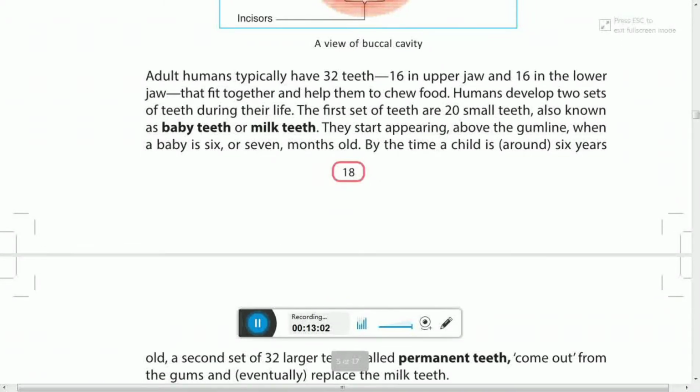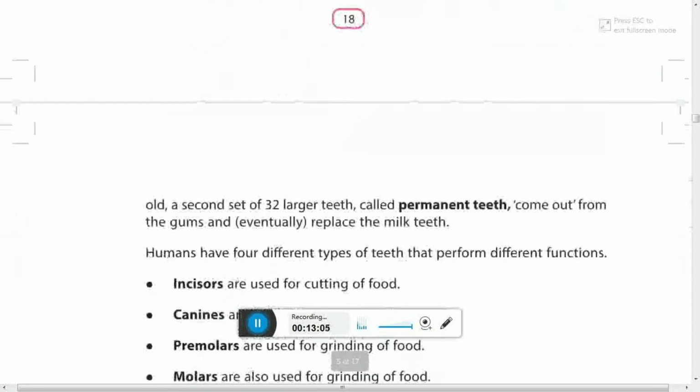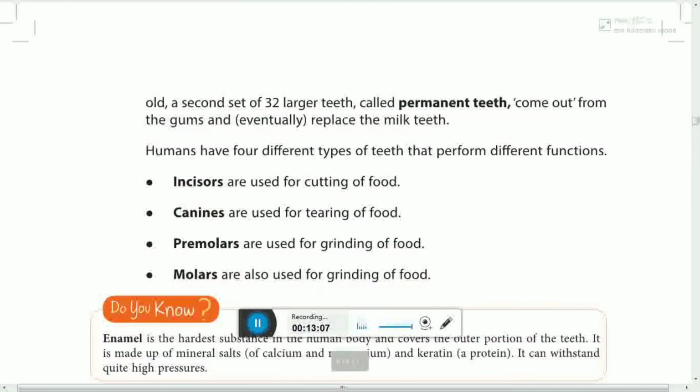By the time a child is around 6 years old, a second set of 32 larger teeth called permanent teeth come out from the gums and eventually replace the milk teeth. Humans have 4 different types of teeth that perform different functions.